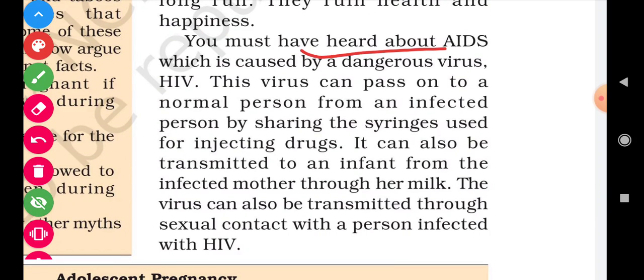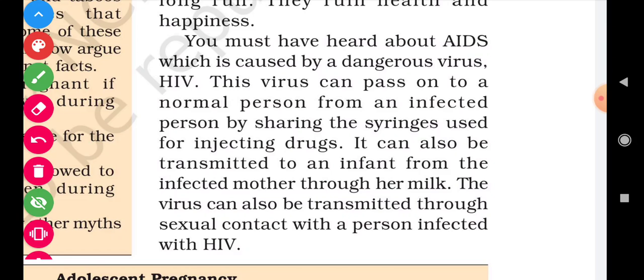You must have heard about AIDS, which is caused by a dangerous virus, HIV. This virus can pass on to a normal person from an infected person by sharing the syringes used for injecting drugs. So this is a very dangerous virus which causes the deadly disease AIDS.